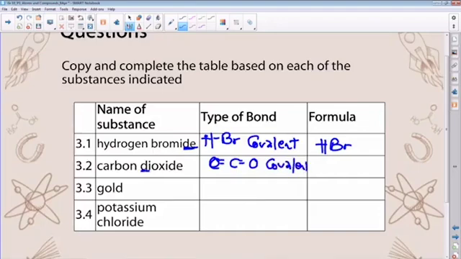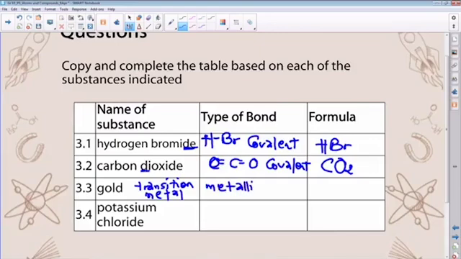Covalent molecular structure. Carbon dioxide, that's the CO2. Then gold, the type of bonding. Gold is a transition metal, right? Remember, this is a transition metal in that special block in the periodic table. Because it's a metal and it consists of atoms of the same kind, this is a typical example of what we call metallic bonding.